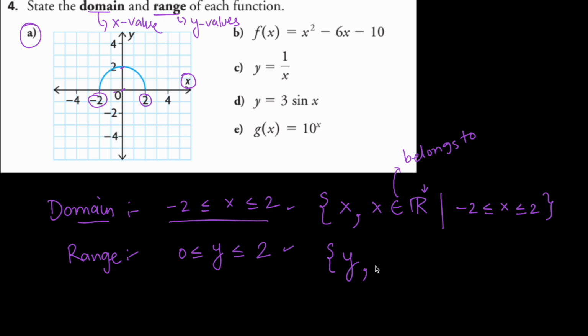Similarly, for the range, y belongs to all the real numbers. All real numbers means, again, it includes all the fractions and decimals in between. And this line means such that, where y belongs to all real numbers such that 0 is less than or equal to y less than or equal to 2. So this is my domain set, and this is my range set.